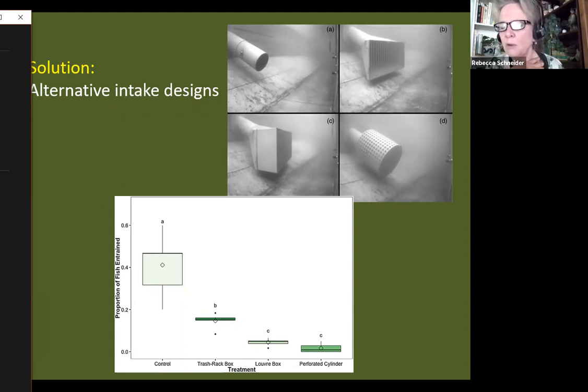And on the bottom is a graph showing the control where they had just an open pipe. And on the vertical axis is the percent of the fish that are entrained. 20%, 40% were entrained in the first one, the control. And then they had different structures, A, B, and C. And what they show is that these different structures could reduce the amount of fish that were sucked in and killed. And so you can change the intake structure.